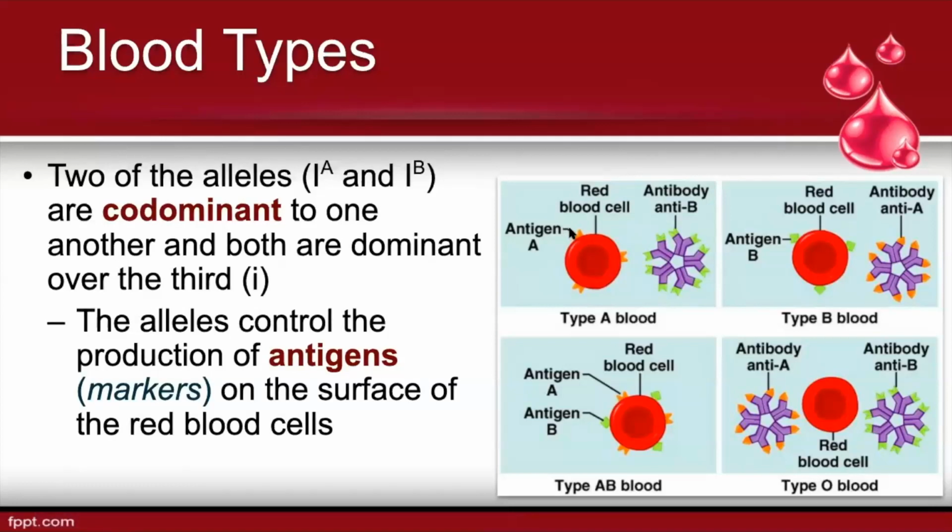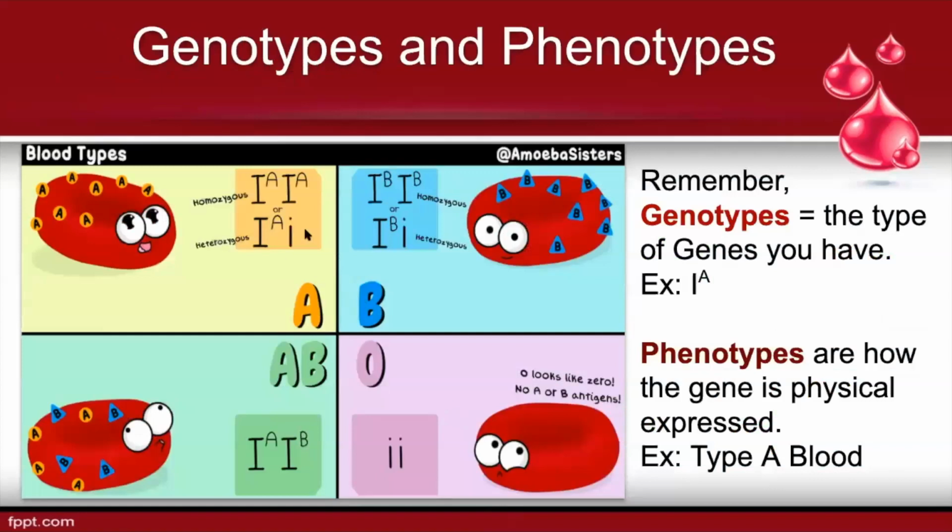You'll hear them named different things, but basically they're proteins that are on the surface of the cell. So here's the genotypes that you can have for the different phenotypes. So how it's expressed physically is the blood type. The genotype is the type of genes you have. So IA would be homozygous for type A.